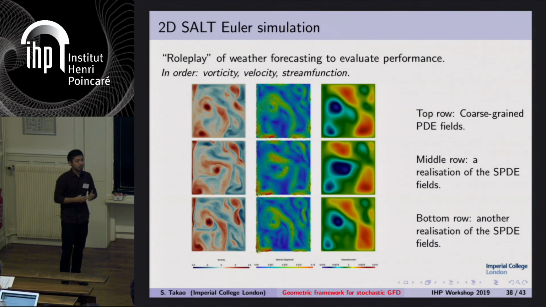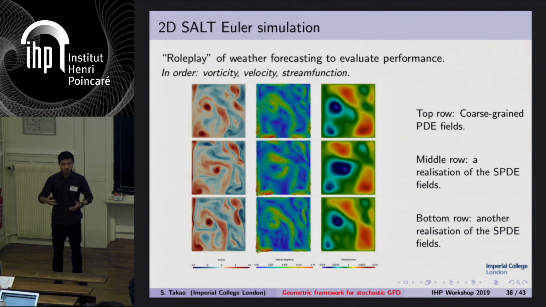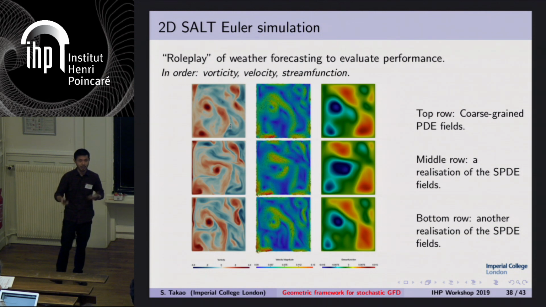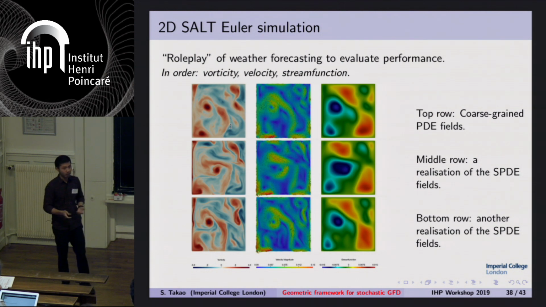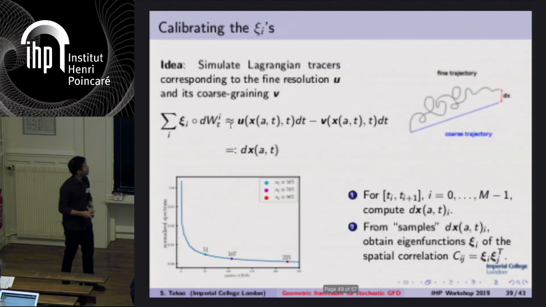So by simulating a lot of possibilities of what the weather could have been, the idea is that it can capture, well, we hope that the SALT captures the truth somehow. And that's what they're trying to do to evaluate the performance of the SALT equations.